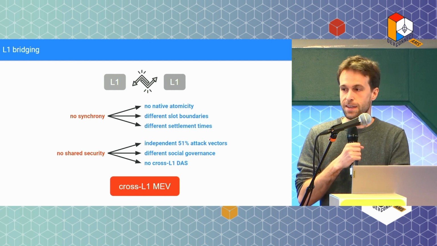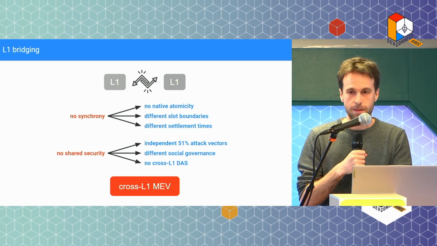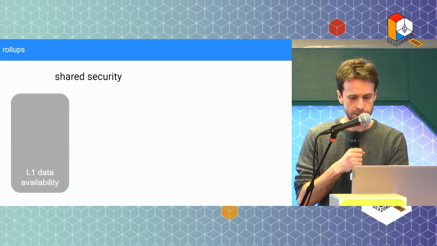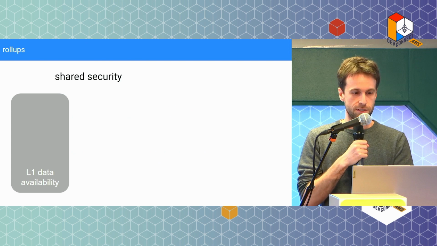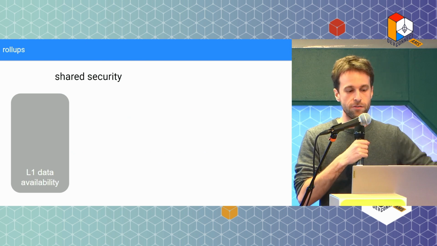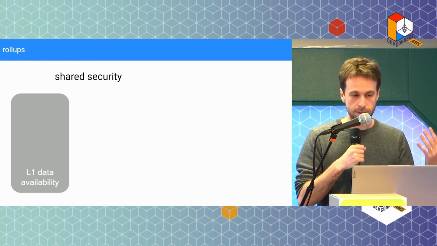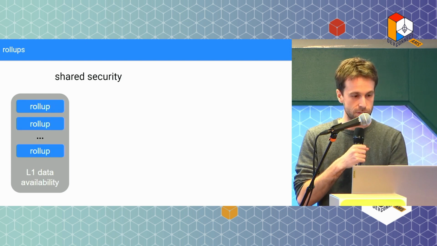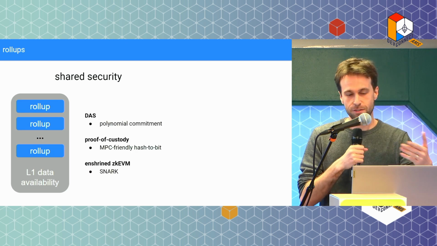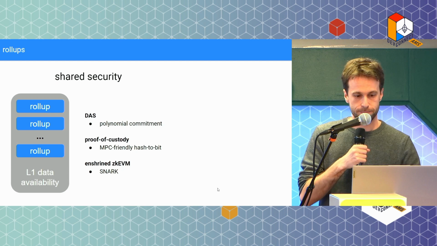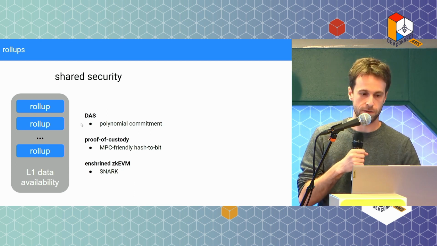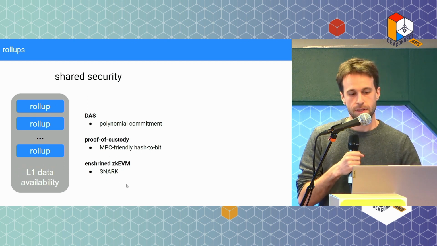So the question is, can we remove cross-layer 1 MEV? My thesis is that, yes, we can remove it, and the way that we remove it is with roll-ups and shared security. The idea of shared security is that you have a very large layer 1 data availability, and on top of it, you just put a bunch of roll-ups. To achieve this dream of shared security, you have to do quite a bit of work cryptographically. You have to look at polynomial commitments, snarks, and all.